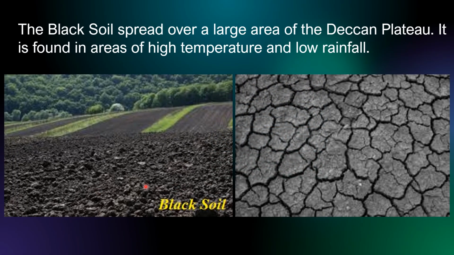Now this is how the black soil actually looks. The black soil is well known for its self-ploughing quality. During dry conditions, deep cracks develop which help in aeration, that is, the movement of air. The black soils during the rainy season turn very wet and sticky. So the soil needs to be tilled immediately after the first rains.